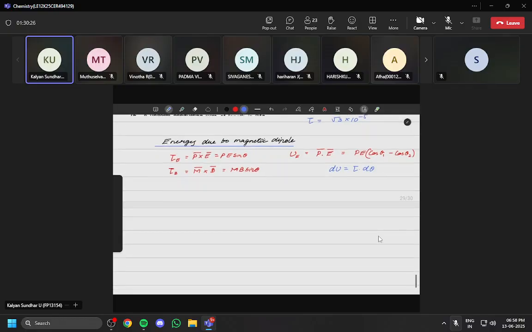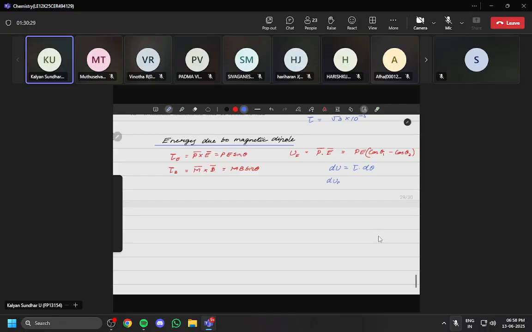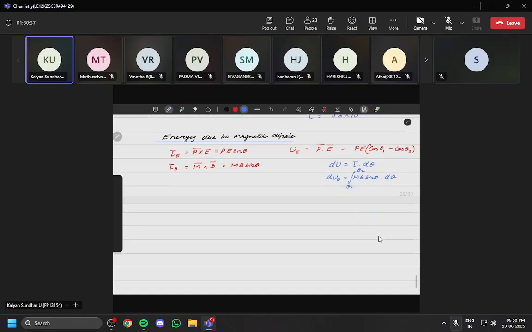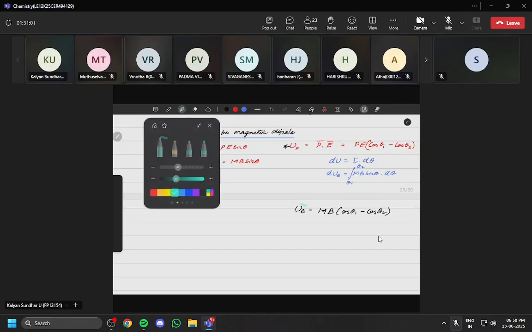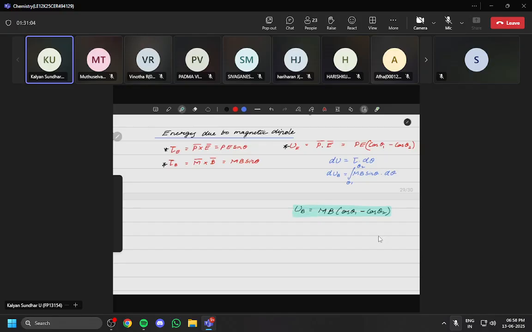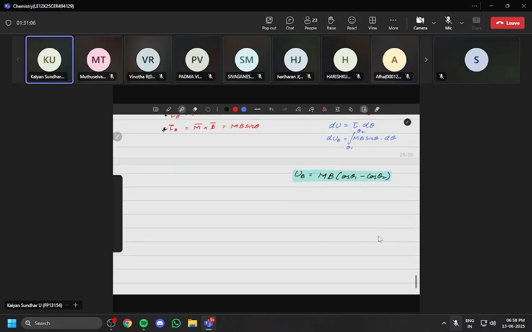Right. Tau into d theta, and the same thing you will be doing here for your magnetic field. Instead of tau you will be mentioning MB sin theta into d theta, and the angle is from theta 1 to theta 2. Now tell me what will be the potential energy due to magnetic field. Instead of P, M: MB cos theta 1 minus cos theta 2, that's it. This is the energy stored due to a magnetic dipole.